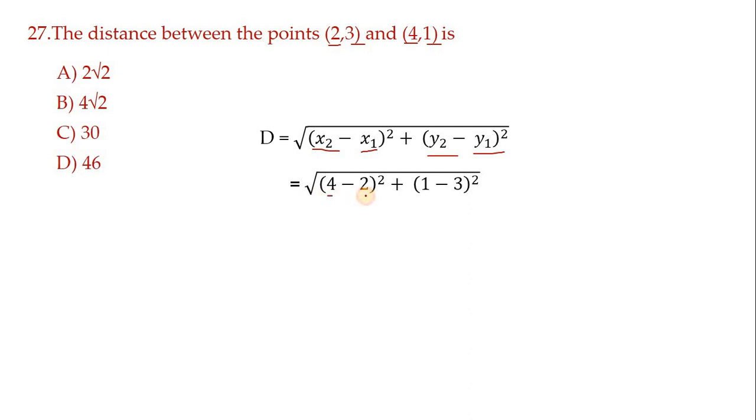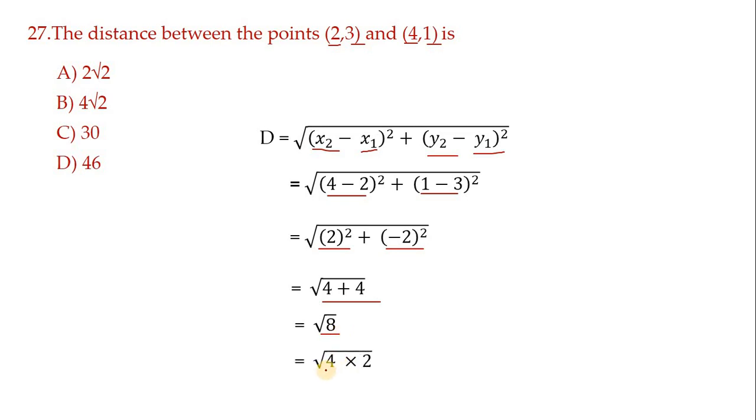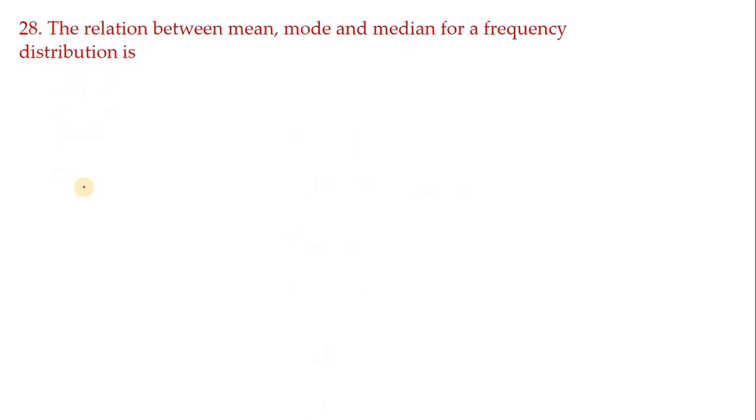Now simplify this. 4 minus 2 is 2 and 1 minus 3 is minus 2. So 2 square means we get 4, minus 2 square also we get 4. So 4 plus 4 is 8. So root 8 we can write as 4 into 2. So this root is present for 4 as well as for 2. So root 4 means 2. Root 2 means root 2 itself. Hence the correct option is A. So you have to write the correct option, children. So next move on to another problem.